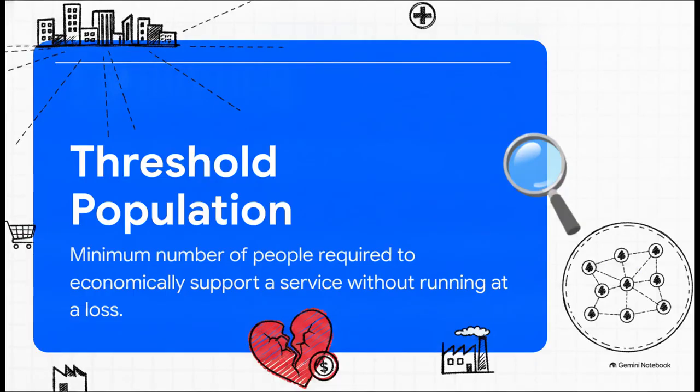But why are these numbers so rigid? Why not just build a hospital everywhere? Well, it all comes down to a geographic concept by Walter Christaller called threshold population. It's pretty simple. It's the bare minimum number of people required to economically support a service.